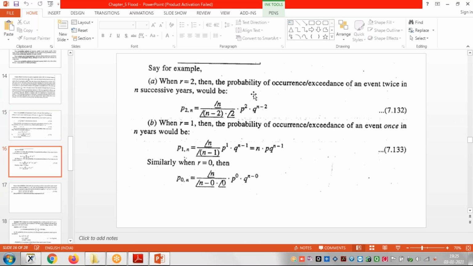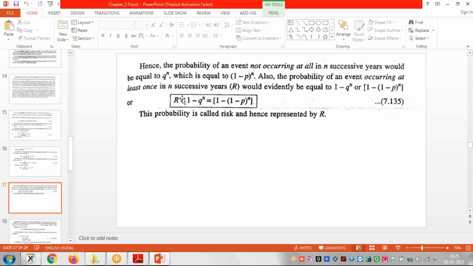When R is equal to 2, then the probability of occurrence, this is the previous formula. I'm talking about risk. This is 1 minus P raised to the power n, which is the reliability, right? That is called the reliability.